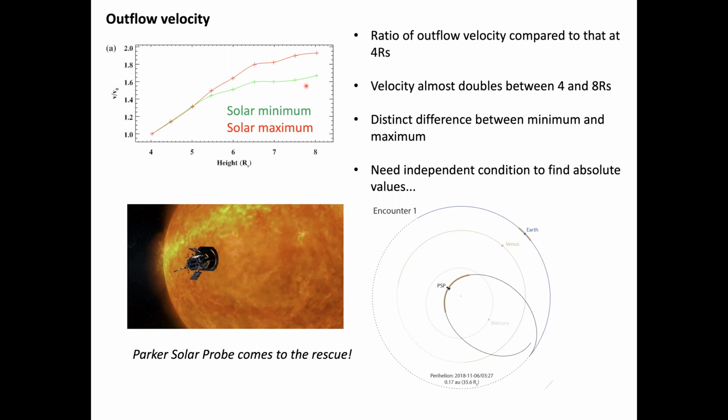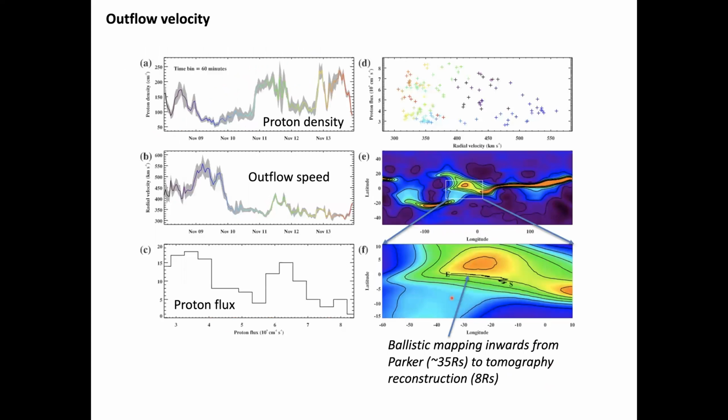In November 2018, Parker Solar Probe had its closest approach to the sun to date, and got within 35 solar radii of the sun. This is showing the proton density measured by Parker Solar Probe during this perihelion, and also the proton outflow speed. This is a histogram of the proton flux. And we can use this outflow speed to map back from 35 solar radii to the tomography height of 8 solar radii, for example.